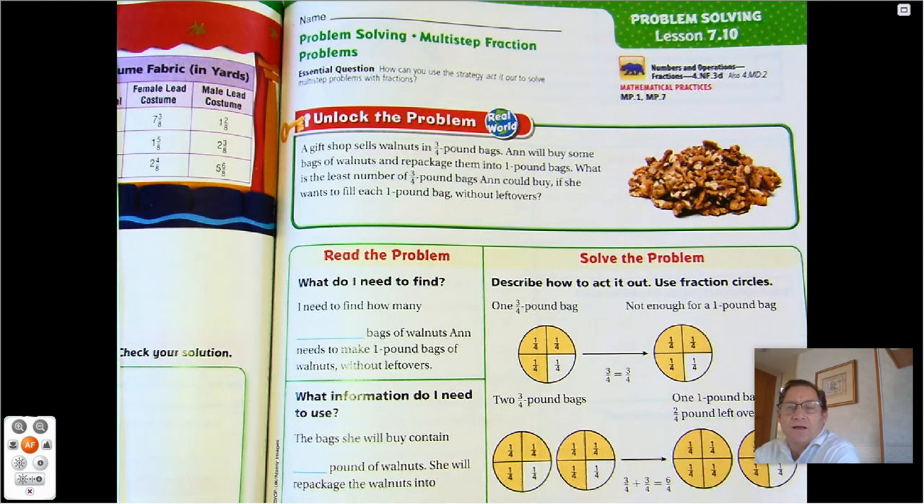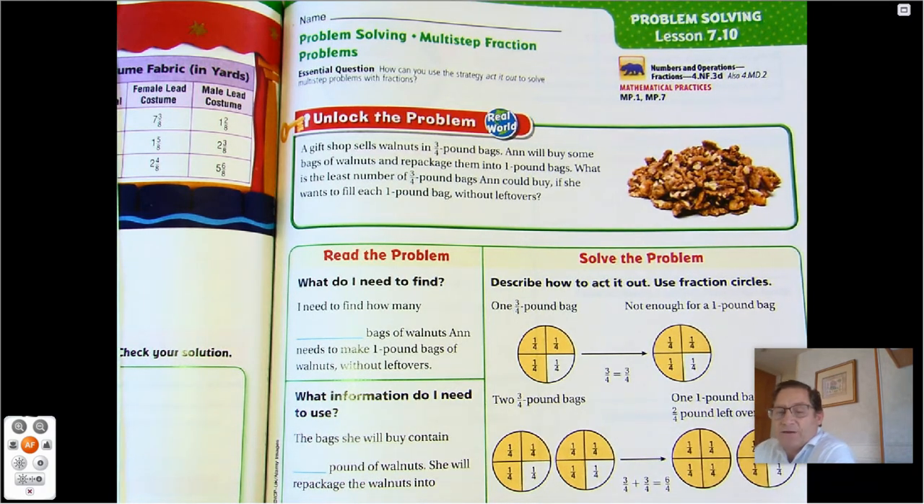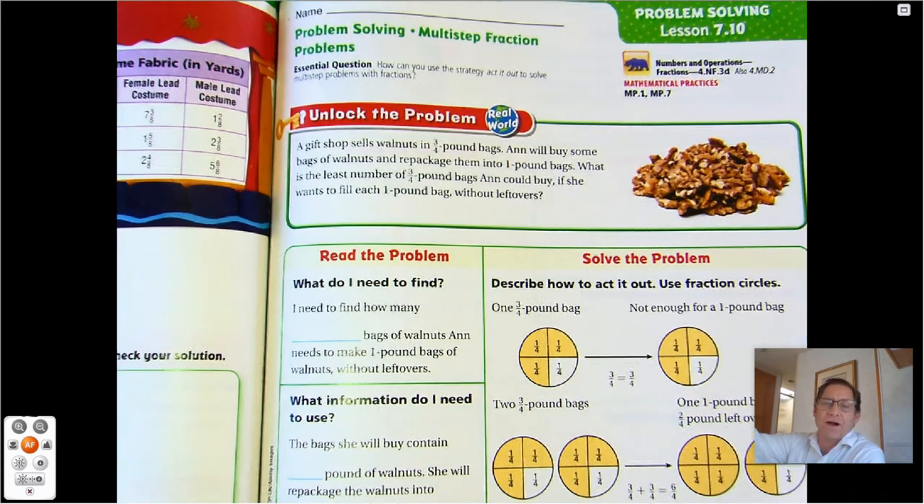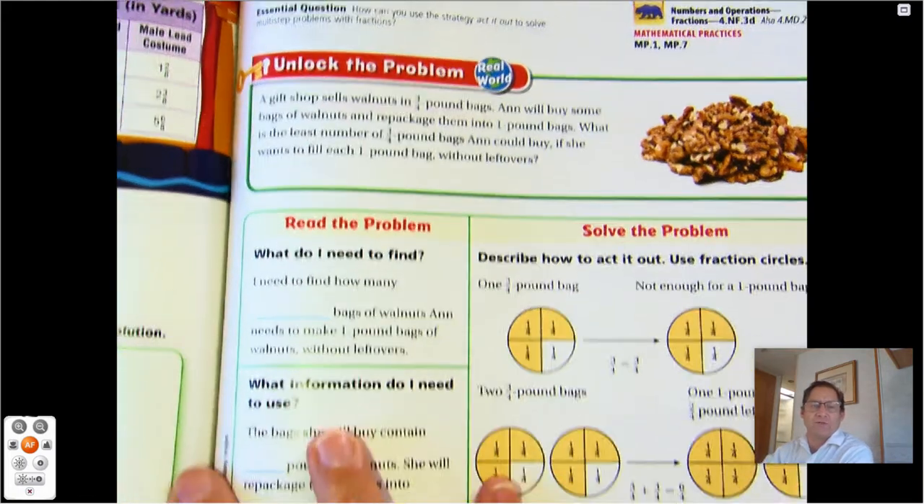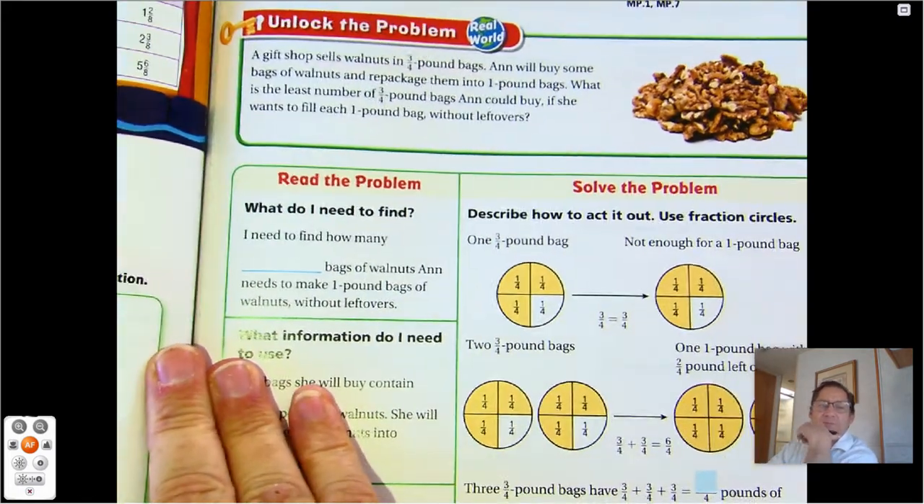Hello. Today our topic is problem solving, multi-step fraction problems. We're in lesson 7.10, page 317 of your textbook. And it wants to know, how can you use the strategy act it out to solve multi-step problems with fractions? Okay, well, let's look at the Unlock the Problem question.